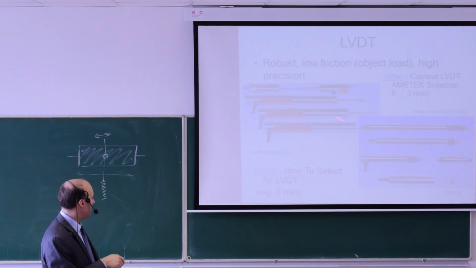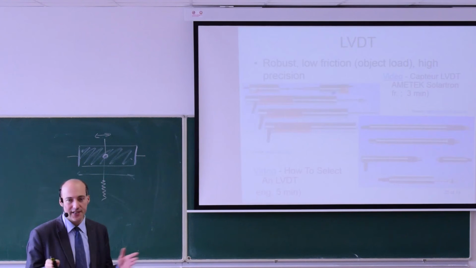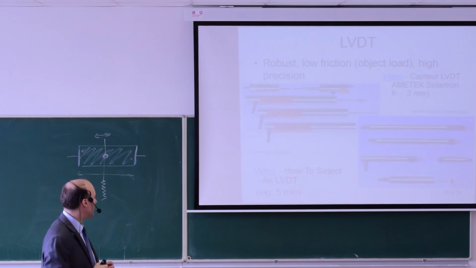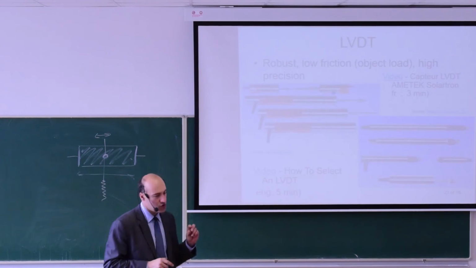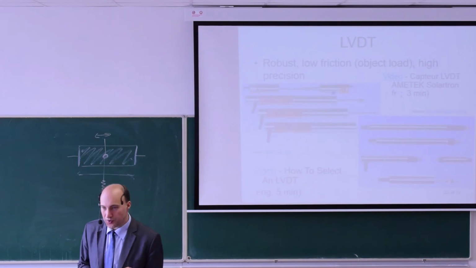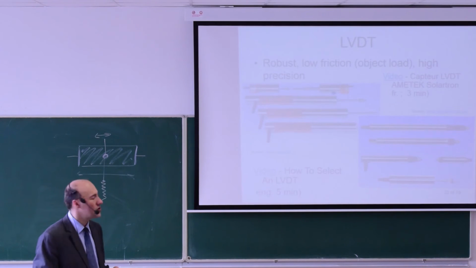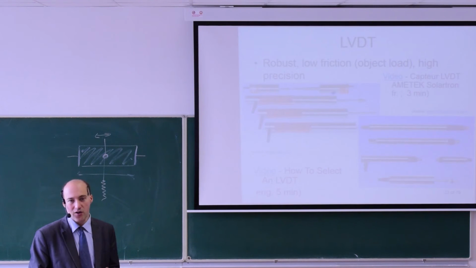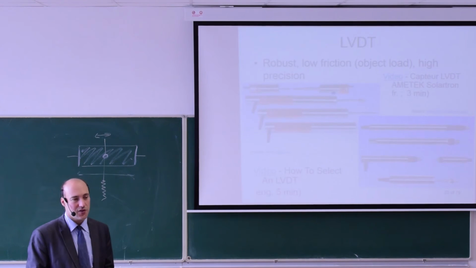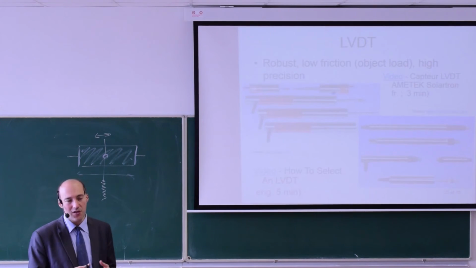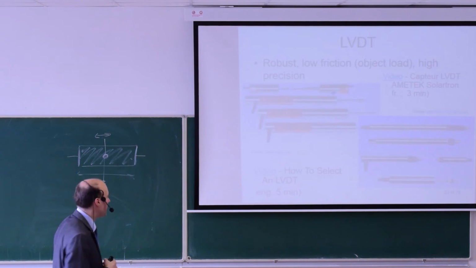Here you have some examples of the sensors. They have different sizes based on the range and resolution that you require. The sensor typically looking like this is for smaller ranges, so let's say a few millimeters, but with a very high accuracy of some micrometers. The sensor that you see here, with the slider moving in and out, is for larger ranges, a few centimeters, a few tens of centimeters.